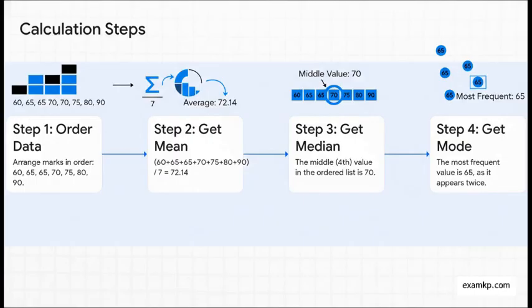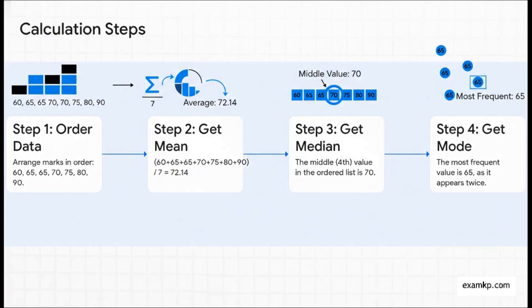Let's walk through the solution step by step. Now, what's the very first thing you do? You arrange the data in order from smallest to largest. You absolutely have to do this to find the median, so don't forget. Okay, for the mean, we add up all the scores, divide by 7, and we get 72.14. Easy enough. For the median, now that our numbers are in order, we just find the one smack dab in the middle, which is the 4th number, 70. And finally, the mode. We just scan the list for the number that appears the most, and that's 65. It shows up twice. See, you got this.